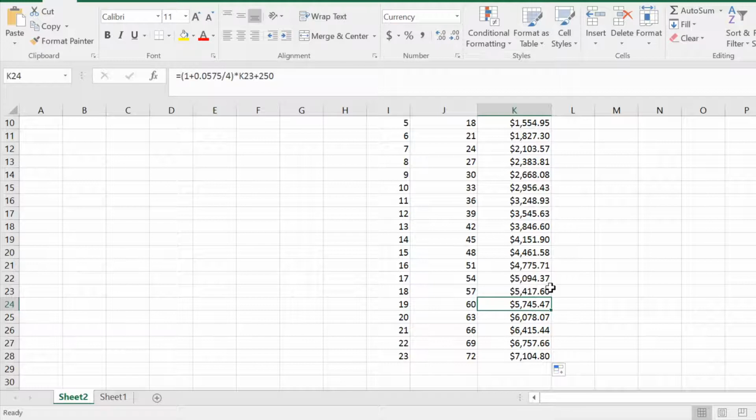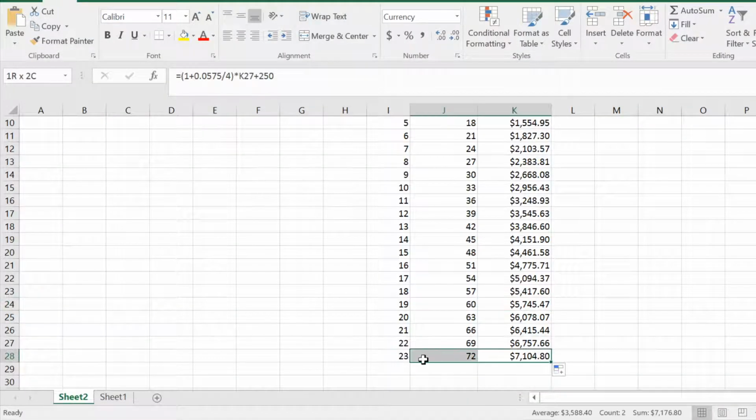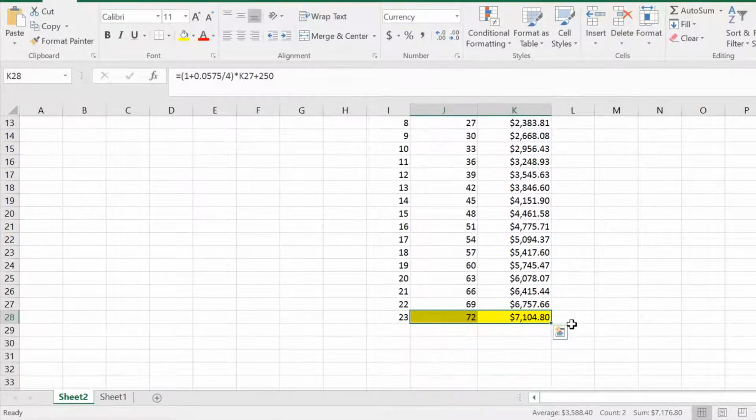And this, as I said, is all readily available for you. So there is our future value there, and I'll just highlight that now for you. So, part A answer.